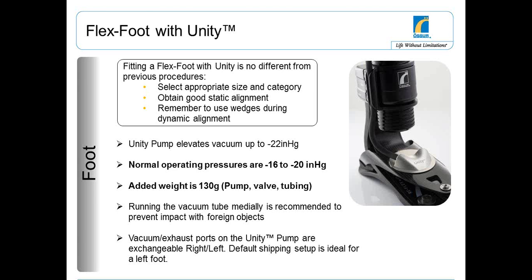The added weight to the system, that's the pump, the valve, and the tubing, is about 130 grams. And again, we recommend running the vacuum tube medially. Simply avoid that lateral placement of valve and tubing, just so you reduce the chance of impact with foreign objects out in the environment. And as I mentioned before, the valve and exhaust ports are interchangeable right-left.